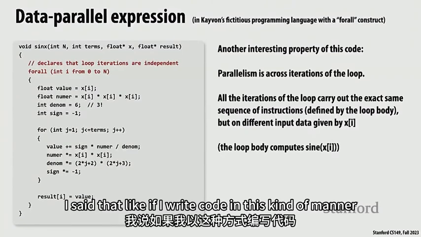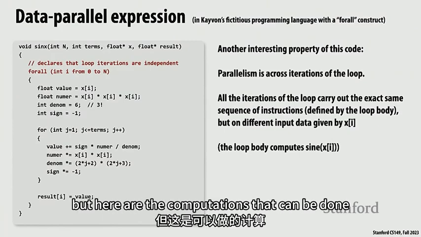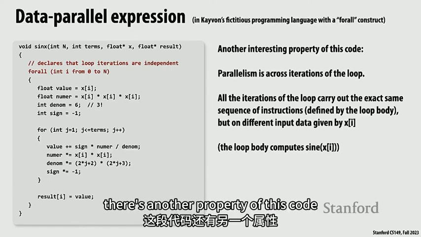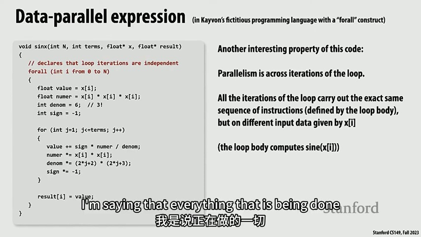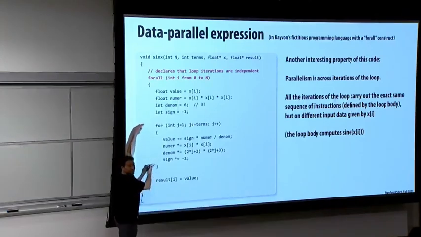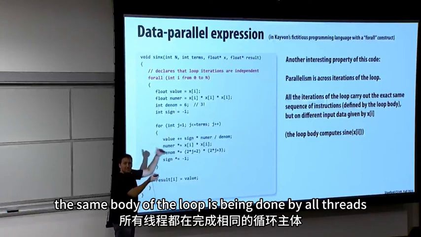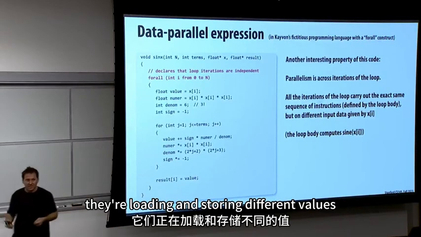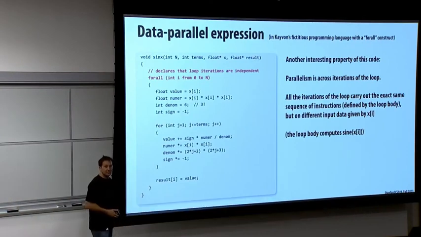Okay. So I said that if I write code in this kind of manner, here's what we need to compute, but here are the computations that can be done independently. There's another property of this code that's pretty nice. Everything that is being done independently is actually doing the same thing. The same body of the loop is being done by all threads if I executed this thing. The only thing different is that they're loading and storing different values. Okay? So that gets me to the next major idea here.